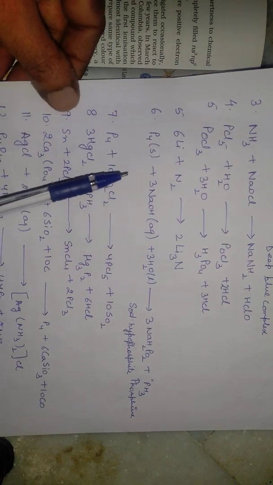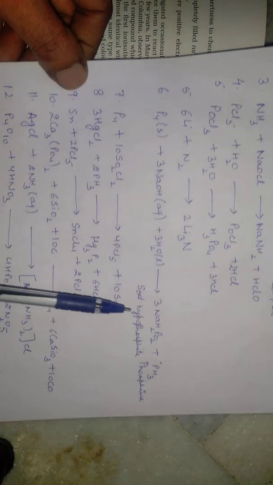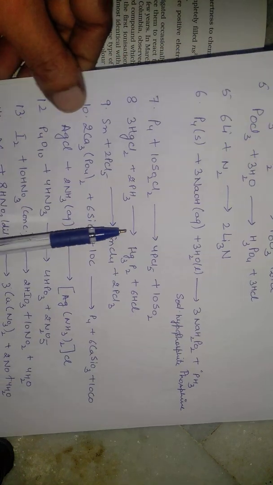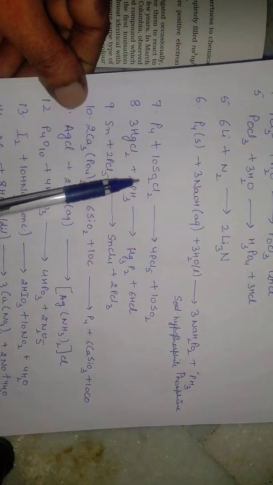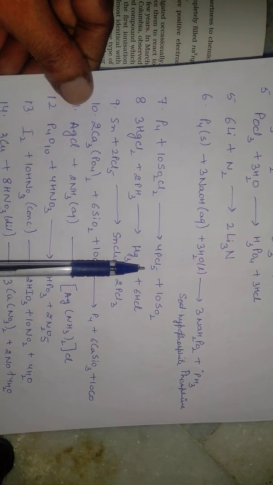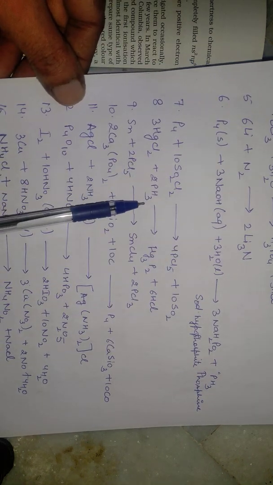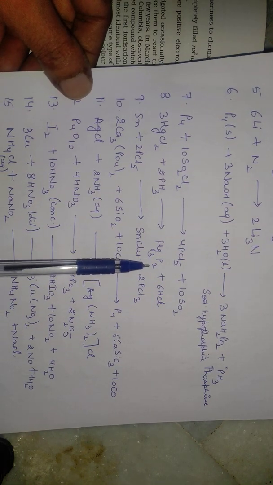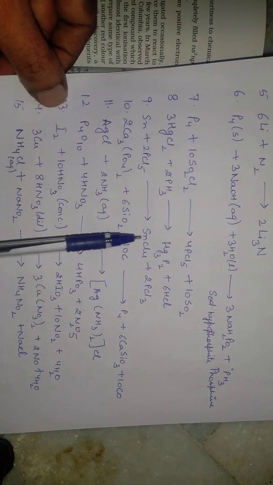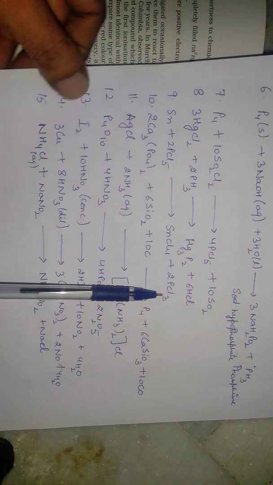Moving on to the next one, phosphorus reacts with sodium hydroxide in the presence of water, resulting in the formation of sodium hypophosphite, and phosphine gets liberated. Next one is phosphorus reacts with sulfuryl chloride, resulting in the formation of phosphorus pentachloride, and sulfur dioxide gas is liberated. Mercuric chloride reacts with phosphine, resulting in the formation of mercuric phosphide, and HCl gets liberated. Tin reacts with phosphorus pentachloride, resulting in the formation of tin tetrachloride and PCl3.